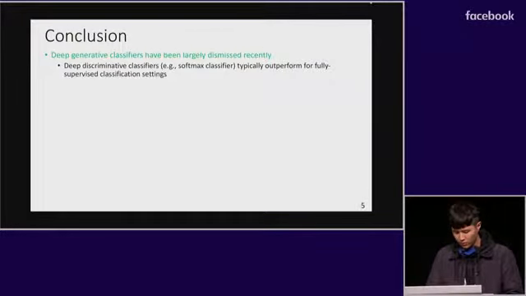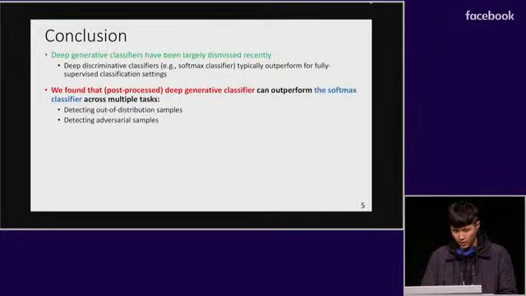So let me conclude this presentation. Deep generative classifiers have been largely dismissed because deep discriminative classifiers like the softmax classifier typically outperform them for pre-supervised classification setups. However, in our paper, we found that a deep generative classifier can outperform the softmax classifier across multiple applications, including detecting out-of-distribution samples and adversarial samples.